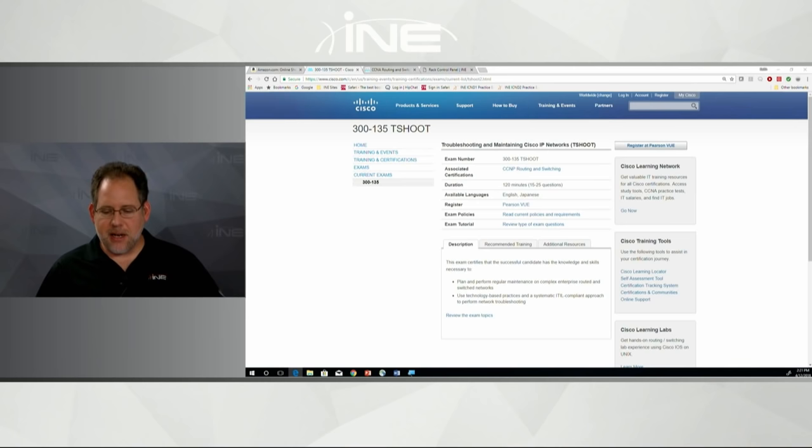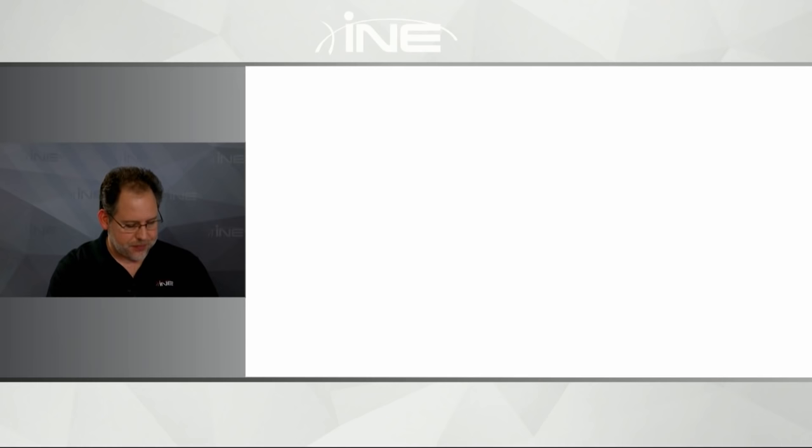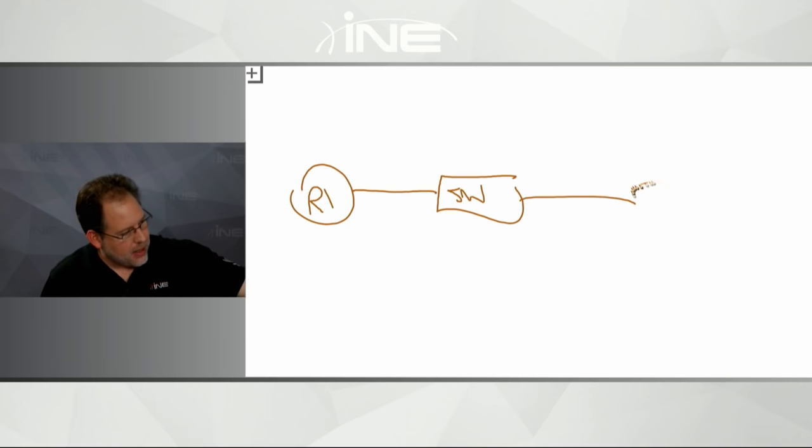BGP nonstop forwarding. I'm not familiar with BGP nonstop forwarding, but I can tell you this. I know how nonstop forwarding typically works in other types of protocols, and I suspect it would work the same way in BGP. It's something along these lines. Let's say that you had a switch right here, and you had router one, and you had router two.